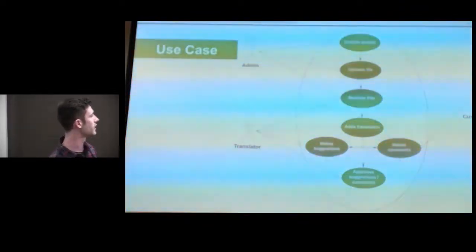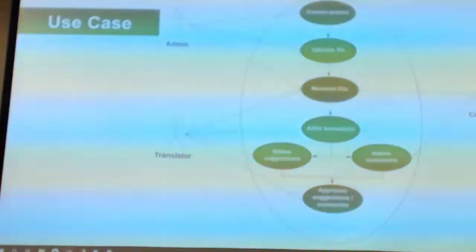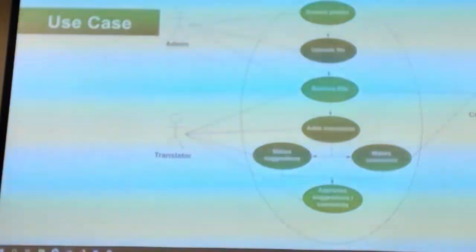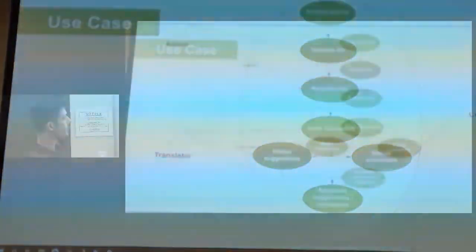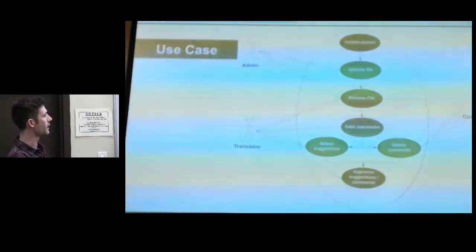And here's a quick use case diagram of the process of translating a file. The admin will originally upload the file that's provided by the customer. Then it will create a project and assign a translator and a customer to it, which will then give them access to review the file. Then the translator will add translations and make suggestions, which will then be approved by either the translator, other translators, or the customer. The customer also is allowed to make comments in the file, which will then be approved and added to the file by the translator.